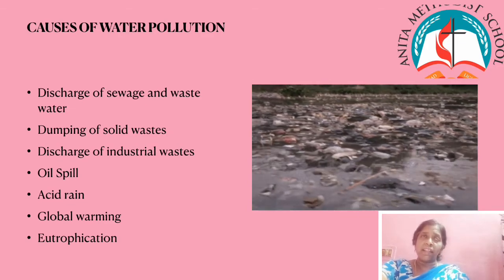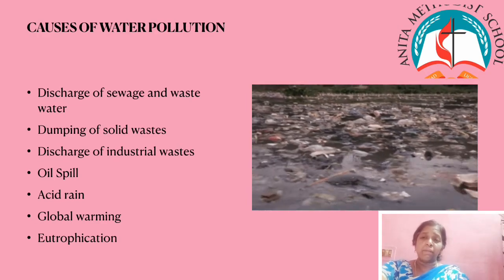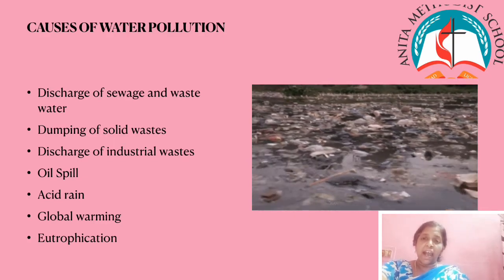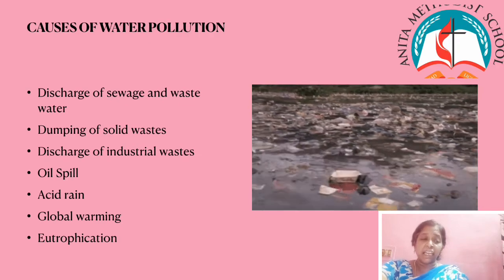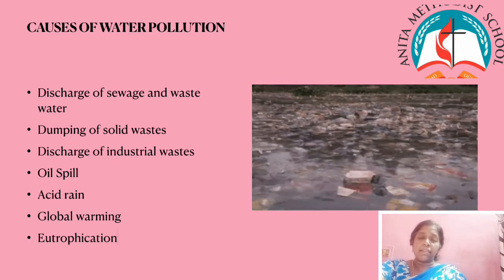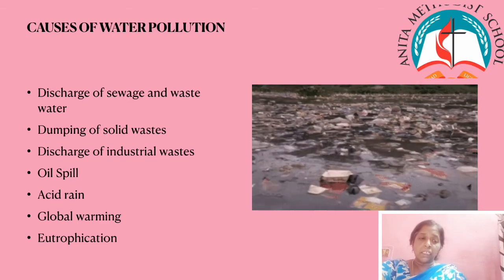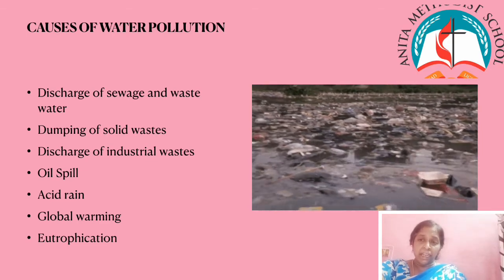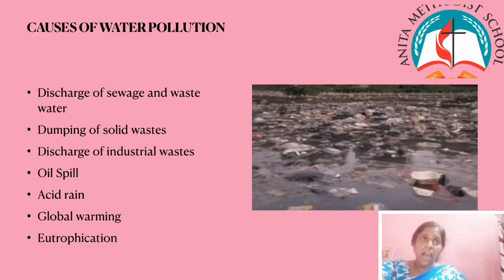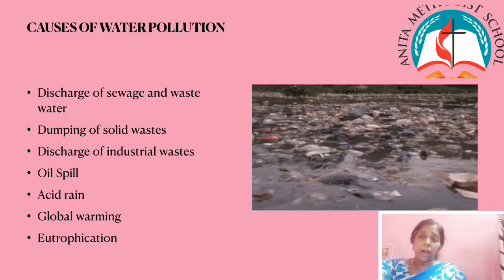Global warming. Due to global warming, there is an increase in the water temperature, and the aquatic animals and the plants are affected. Last one, eutrophication. As we have learned, eutrophication is an increased level of nutrients in water bodies, and this results in the bloom of algae in water, and because of that, the oxygen level will be decreased. It also depletes the oxygen in water, and it affects the aquatic plants and the animals, and also the aquatic animal population.